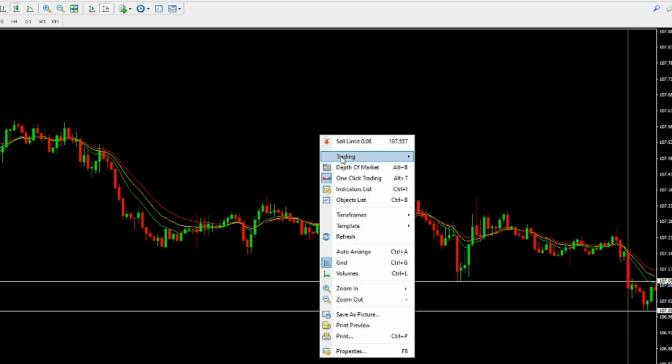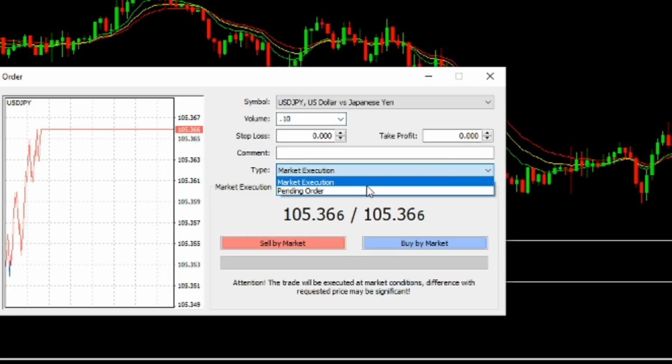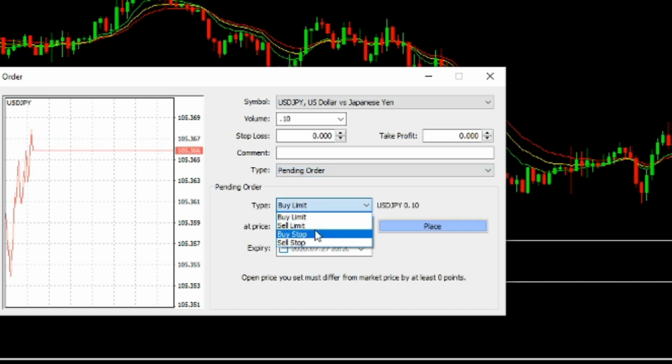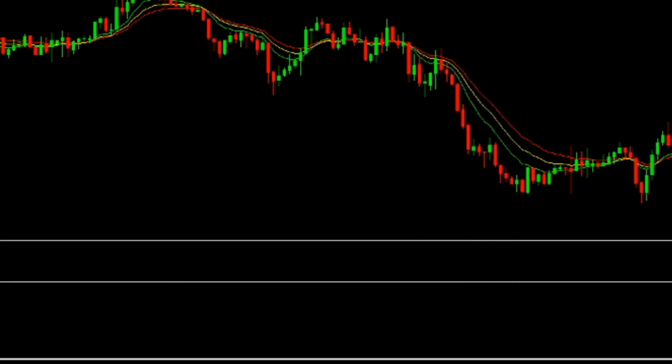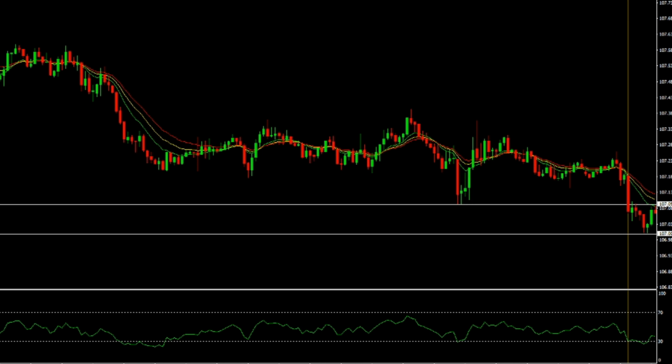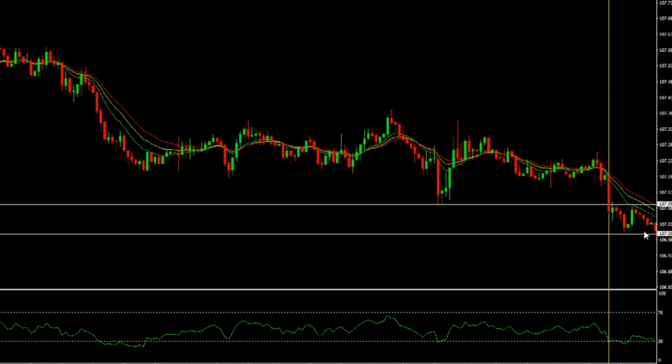So we mark, then we place the pending order. Example, point 10, pending order, sell stop. So 107, 107.03, and 107.097 will be my stop loss. If the price drops and hits this one, then our order will be executed.